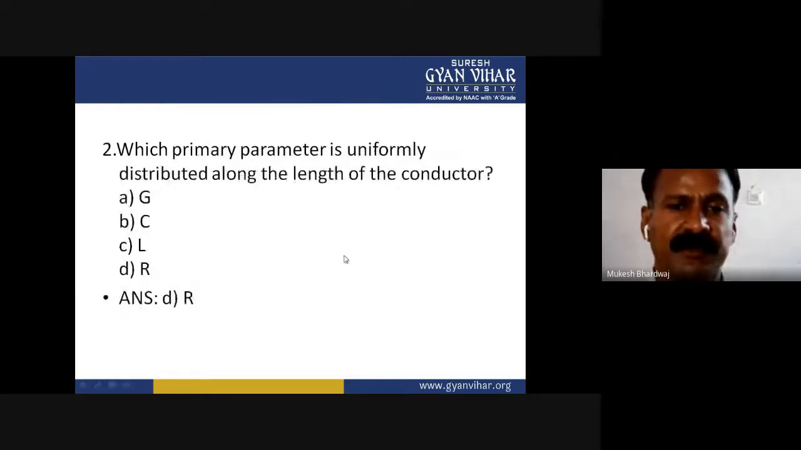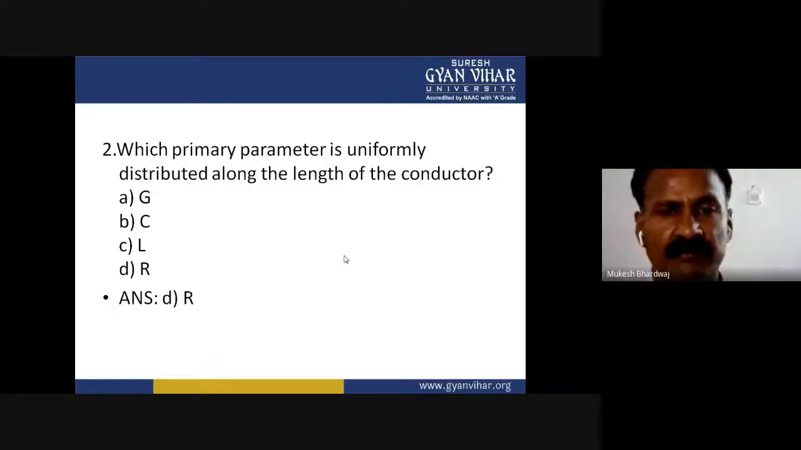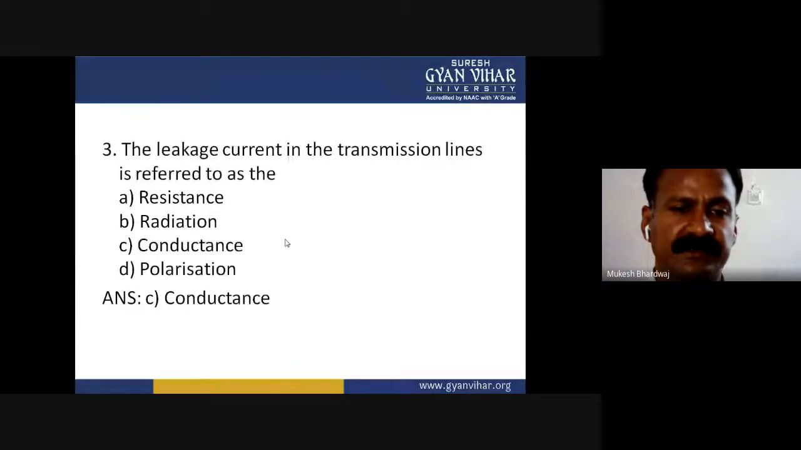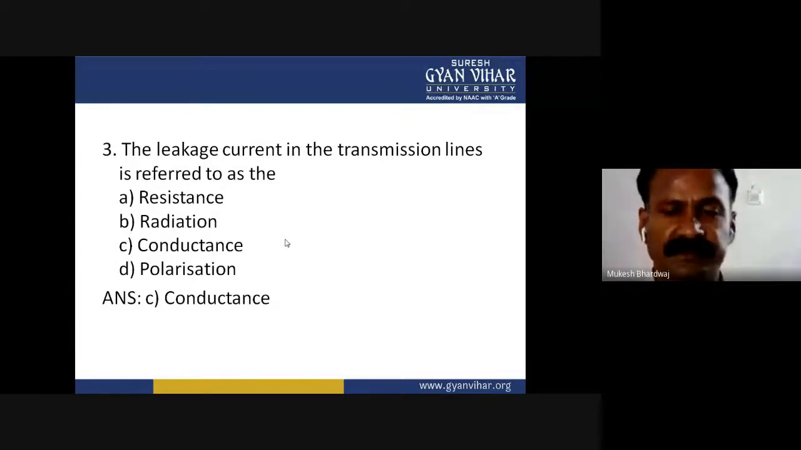Which primary parameter is uniformly distributed along the length of the conductor? G, C, L, R. So the right answer is D, R, resistance. The leakage current in the transmission line is referred to as conductance, so answer C is the right answer.